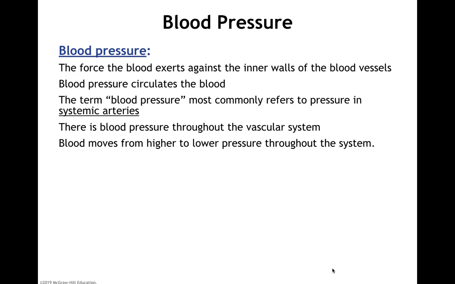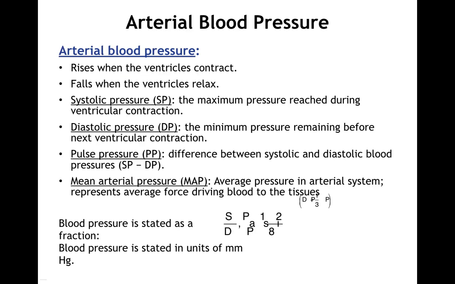Blood will move from high to low pressures throughout the system. Arterial blood pressure rises when the ventricles contract, falls when the ventricles relax. The systolic pressure is the maximum pressure reached during ventricular contraction. The diastolic pressure is the minimum pressure remaining before the next ventricular contraction. And the pulse pressure is the difference between the systolic and diastolic.